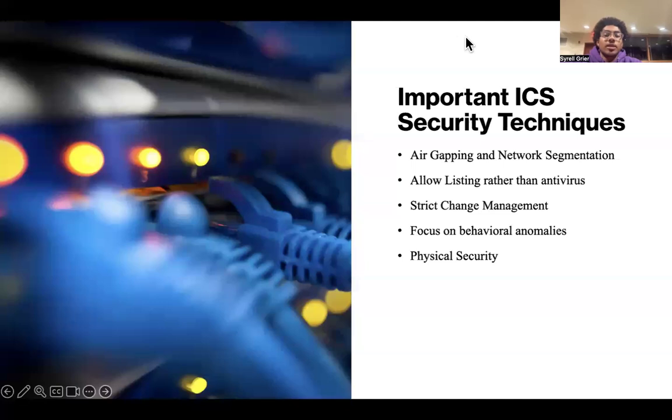The second technique I have listed here is allow listing. So allow listing allows only pre-approved software to run on these critical systems. So unlike antivirus, which blocks the known bad, allow listing permits only the known good.